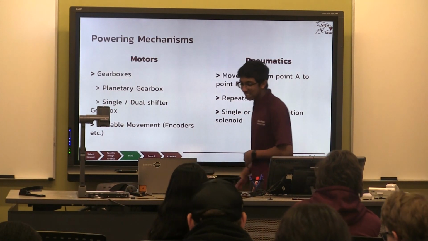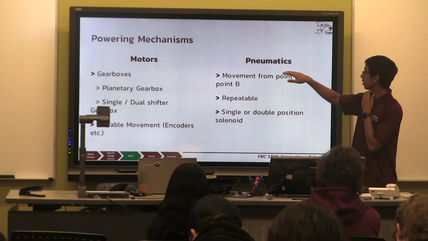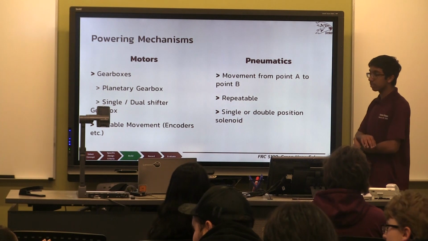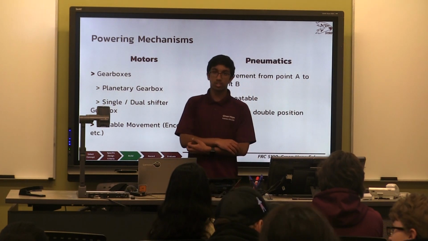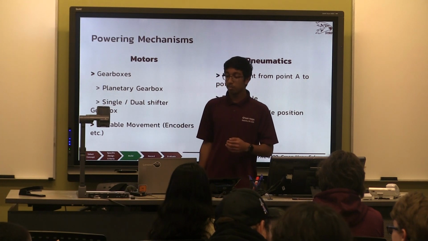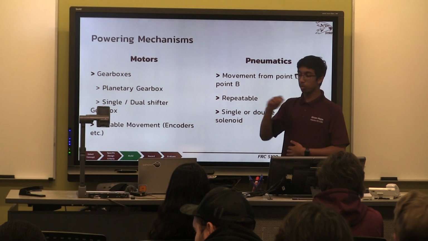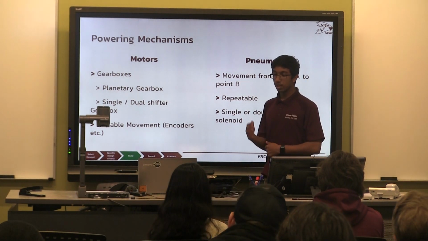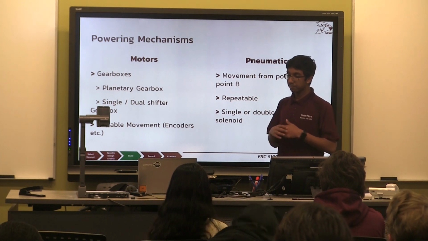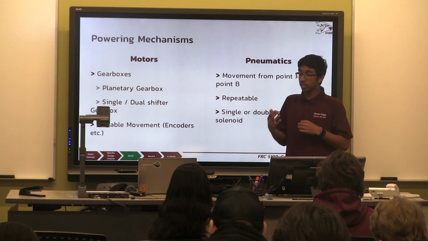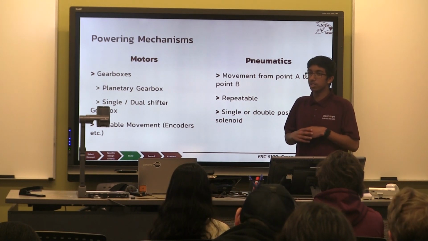How do we power mechanisms on our robots? There are two ways: motors and gearboxes, and pneumatics. Motors and gearboxes will get you multiple degrees of rotation and movement, and pneumatics will just get you from point A to point B. Pneumatics can be easy to repeat, but they're not as good as motors, since motors will almost always be your continuous type of intake.